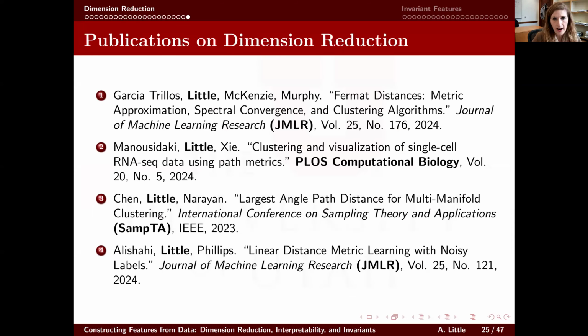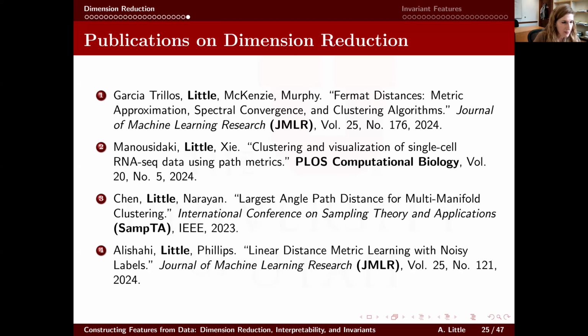Okay, so a couple of publications related to this first part of the talk on dimension reduction. A recent JMLR paper on the path distances with spectral clustering, a paper on combining with MDS for the analysis of biological data, a very short conference paper for the MMC stuff, and then a JMLR paper for the linear distance metric learning.